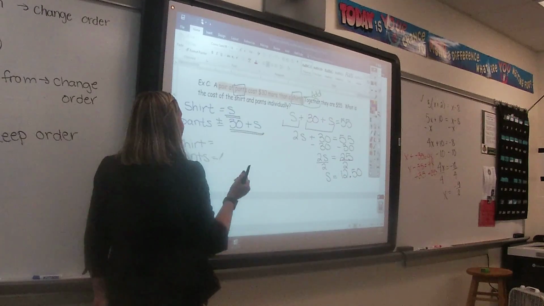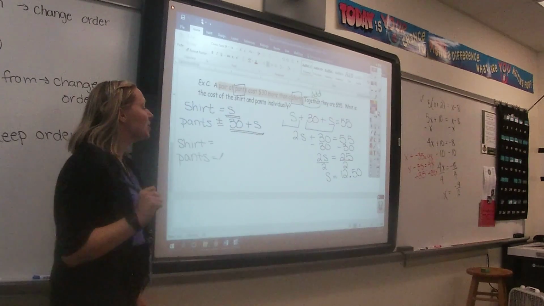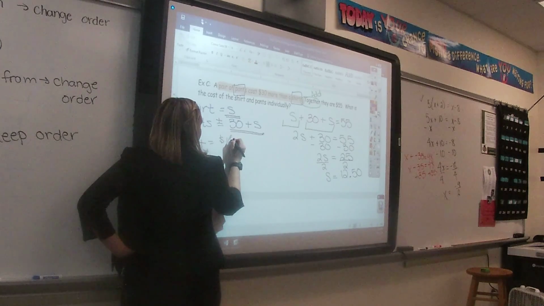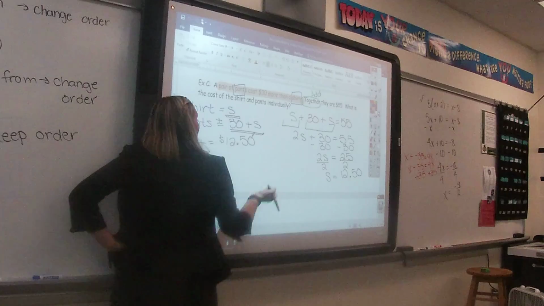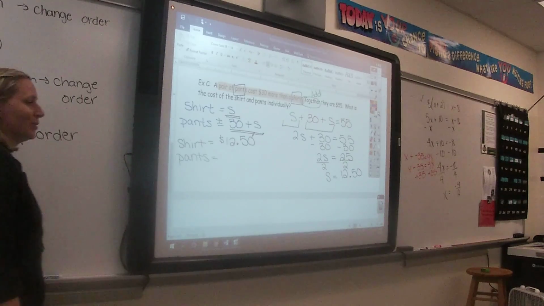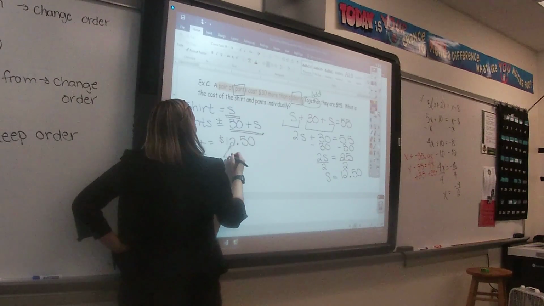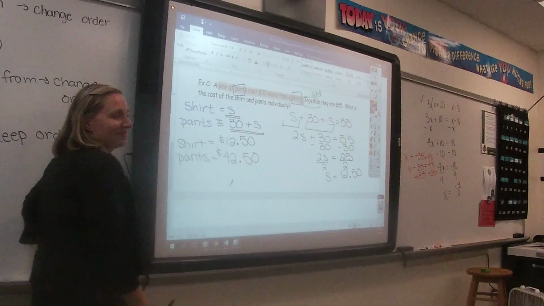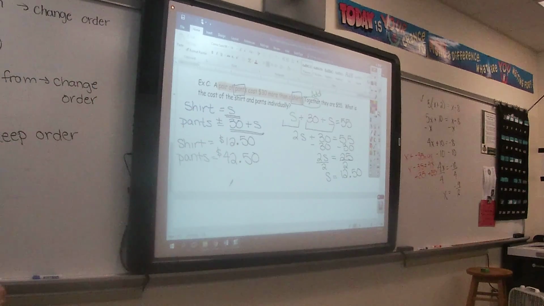English language is tricky. How much is the shirt gonna cost? $12.50, right? Good thing we used S. I'm using a dollar sign as my label. So how much are the pants gonna cost? Pants is a weird word. Now I'm all confused. $42.50. Because I did 30 plus the $12.50.